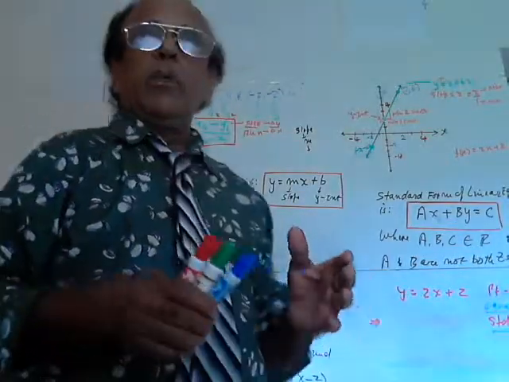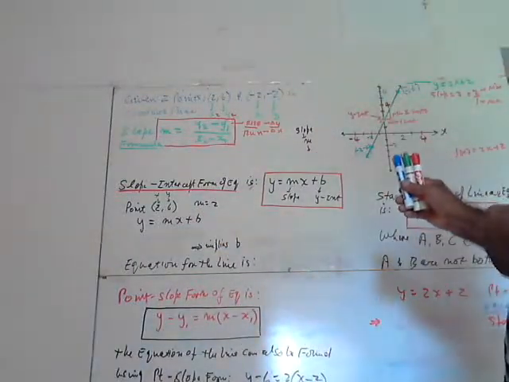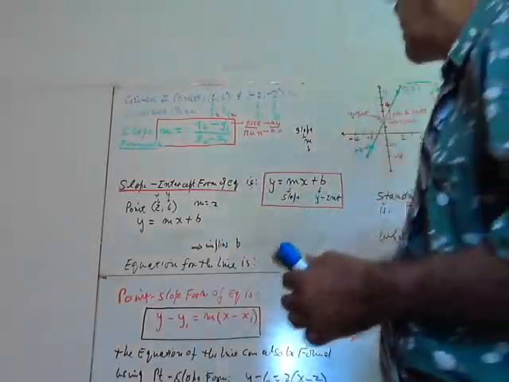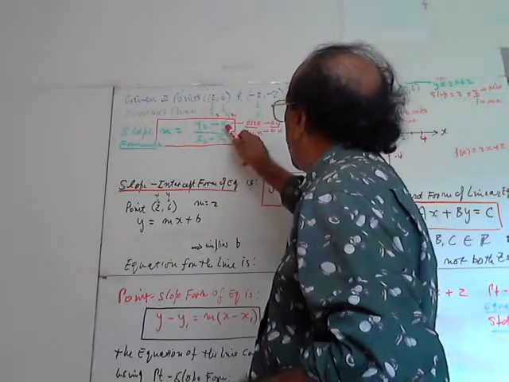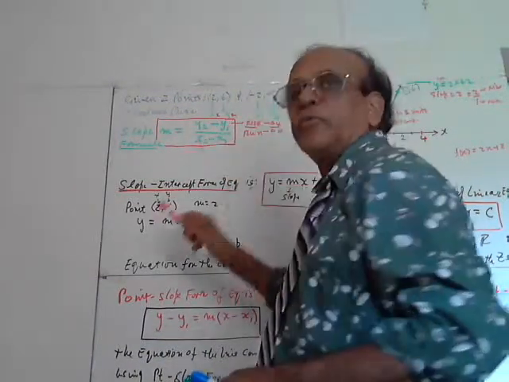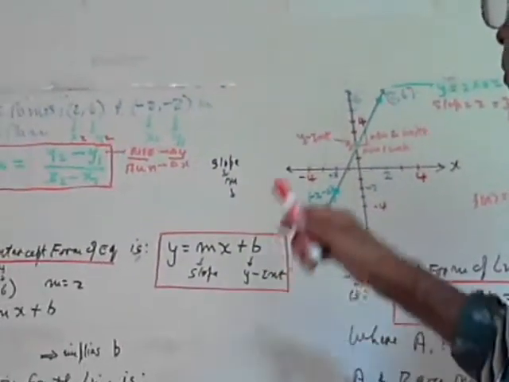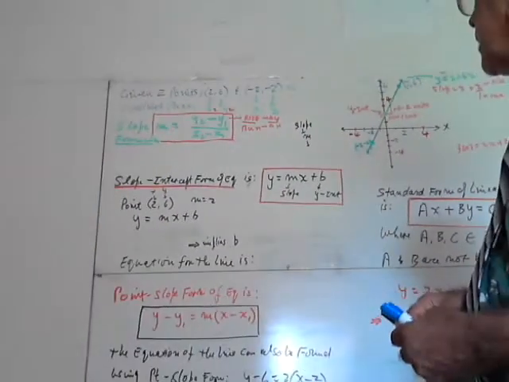Now, what we'll be doing, class, is using the coordinates of those points and this formula for the slope of a line, which says that the slope m is equal to y sub 2 minus y sub 1 over x sub 2 minus x sub 1, which is equal to rise over run, or delta y over delta x, which is the change in y over change in x.